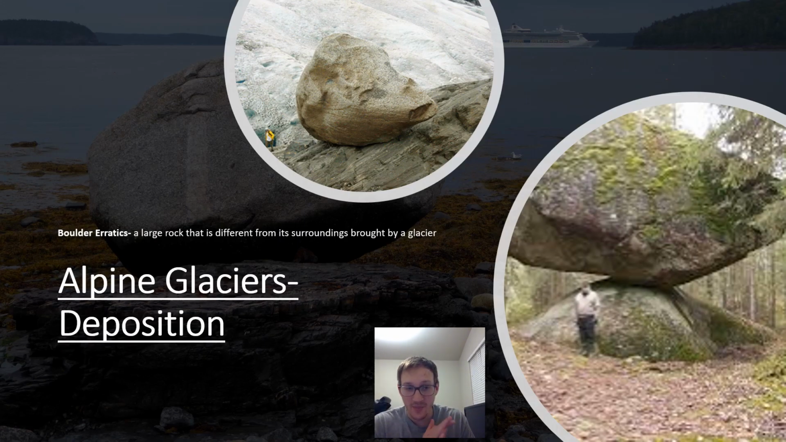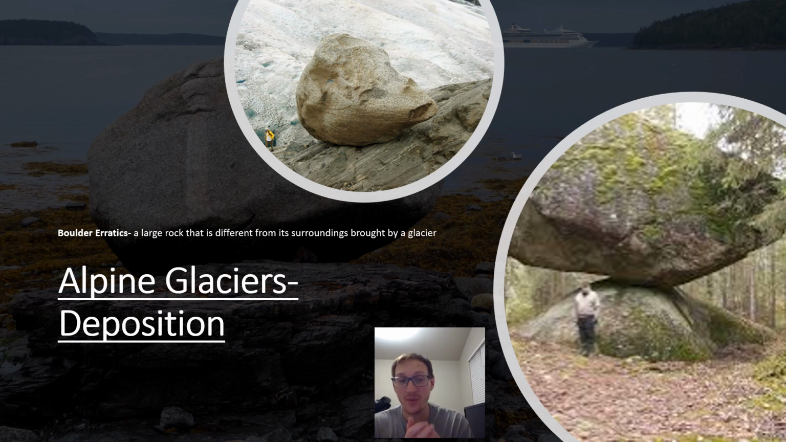All right, and then deposition. So we have alpine glaciers. So we have boulder erratics. Basically, what this means is that the glacier picked up a rock from somewhere else and deposited it somewhere else.